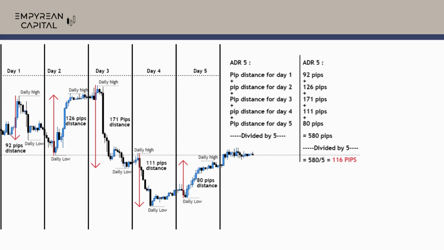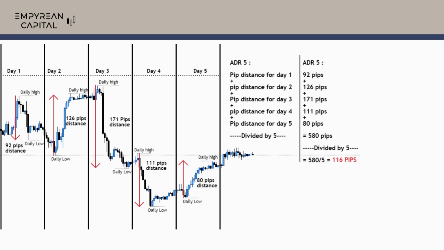Now, let's use the ADR5 as an example. This is not the ADR we'll be using, but let's use it as an example so you guys can understand the concept of the ADR. So essentially what happens is the ADR5 gives us the average range that price is expected to move today between the low and the high of the day, right?